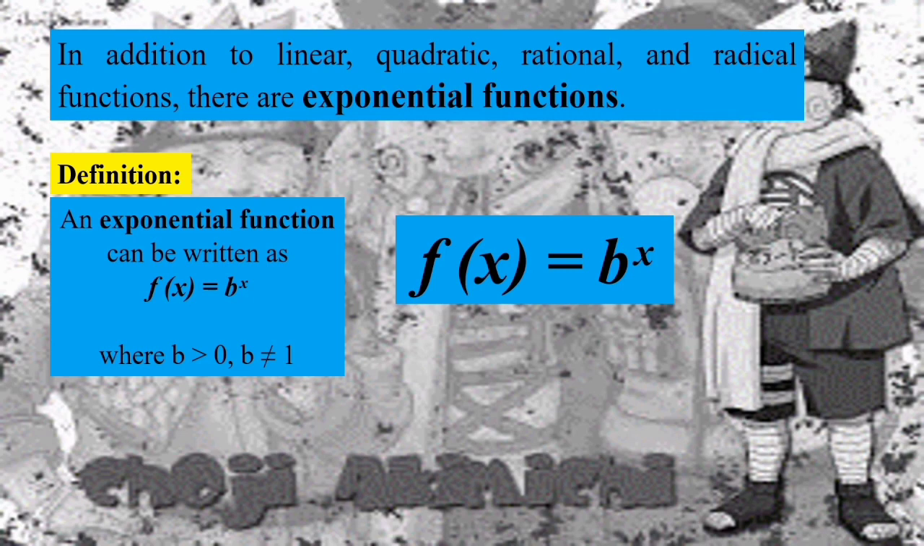f of x is equal to b raised to the power of x. Your b is your base, so dapat yung base natin constant, na mas mataas sa 0, pero hindi equal to 1. Ang exponent naman natin should consist of a variable.